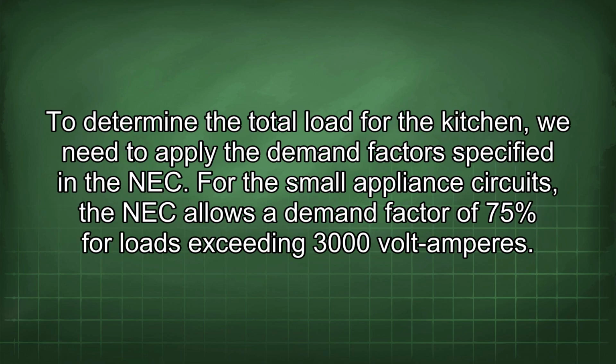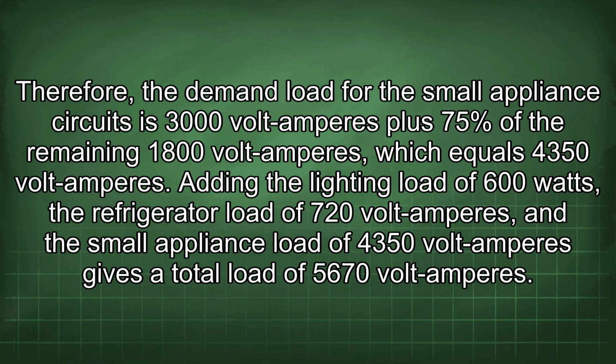To determine the total load for the kitchen, we need to apply the demand factors specified in the NEC. For the small appliance circuits, the NEC allows a demand factor of 75% for loads exceeding 3000 volt amperes. Therefore, the demand load for the small appliance circuits is 3000 volt amperes plus 75% of the remaining 1800 volt amperes, which equals 4350 volt amperes.